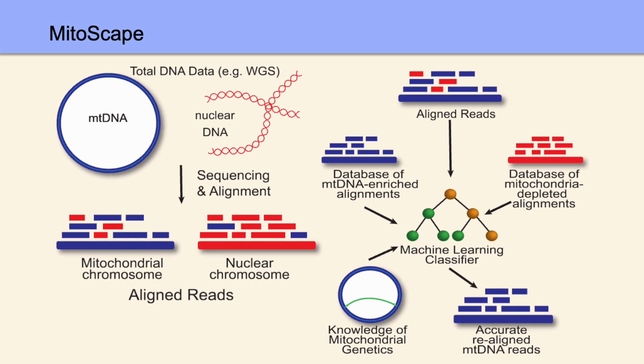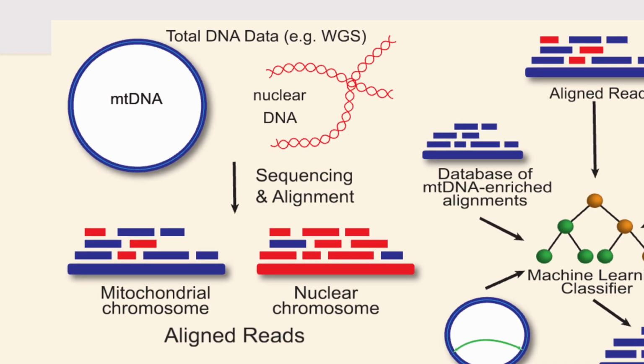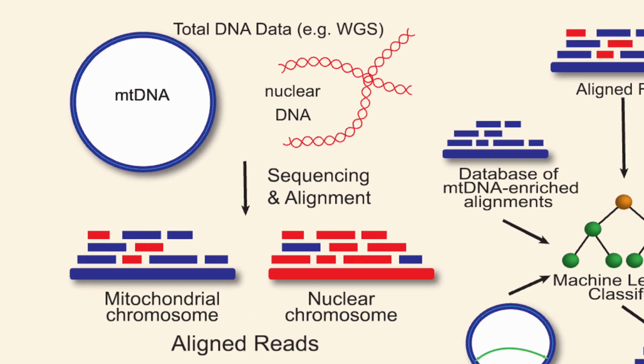Here's an overview of MitoScape, and I'll go into the details of it. The starting point, of course, is a sequencing experiment. Now keep in mind that for the purposes of this work, we only use the Illumina paired-end sequencing, since this is the most common form of sequencing data available. Specifically, we focused on whole genome sequencing studies, and the vast majority of whole genome sequencing studies would have been done on the Illumina platform.